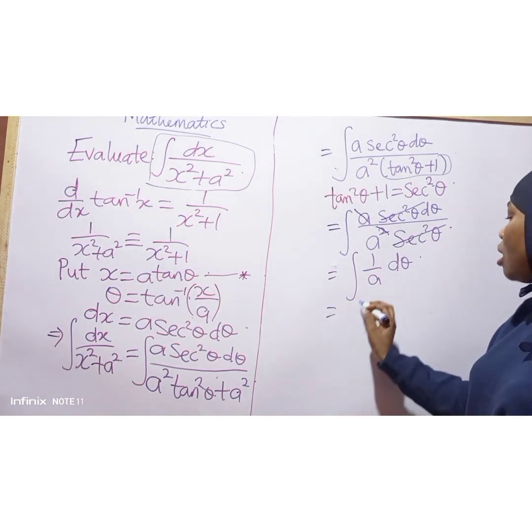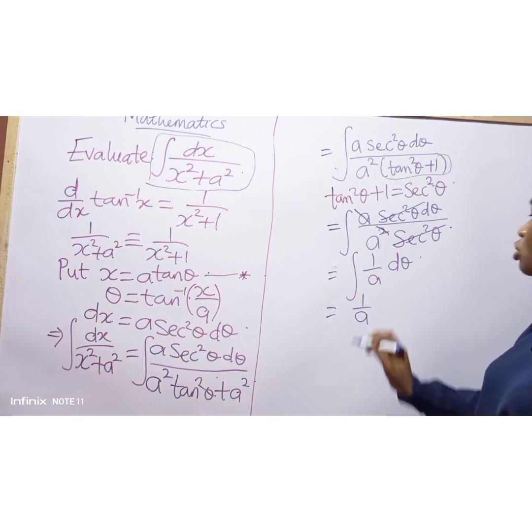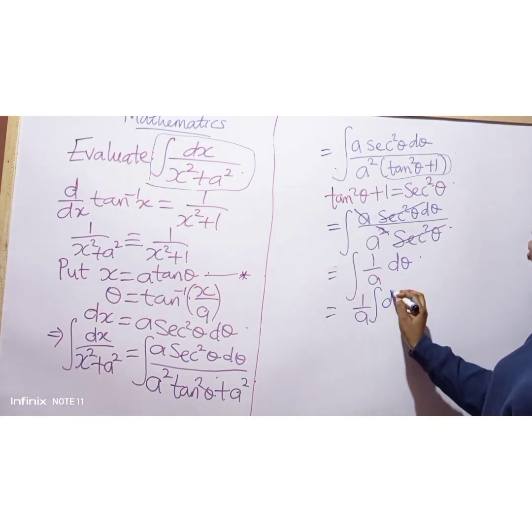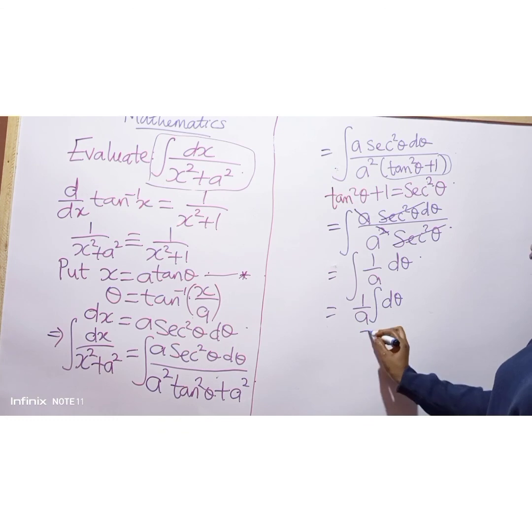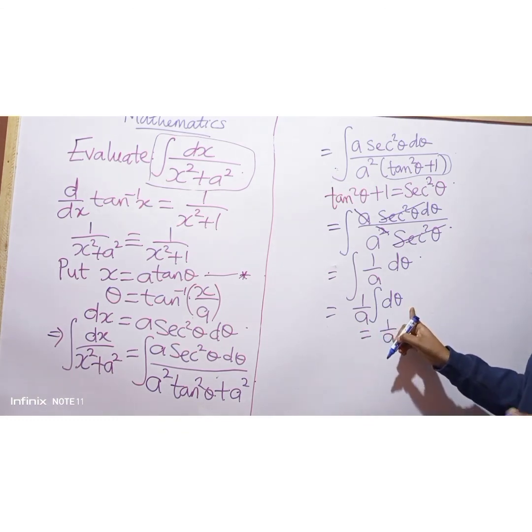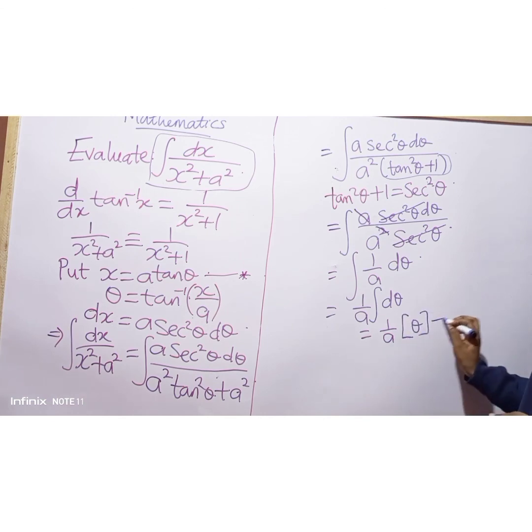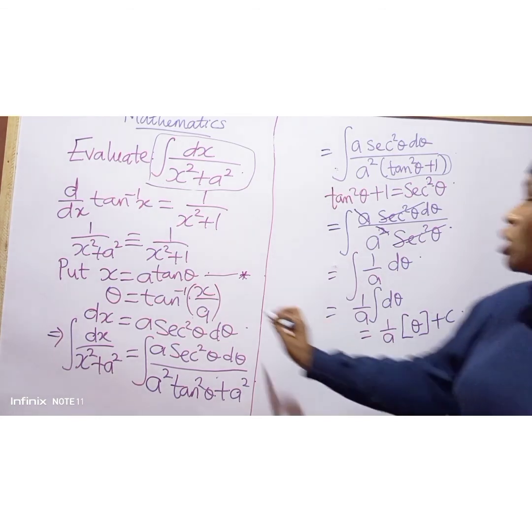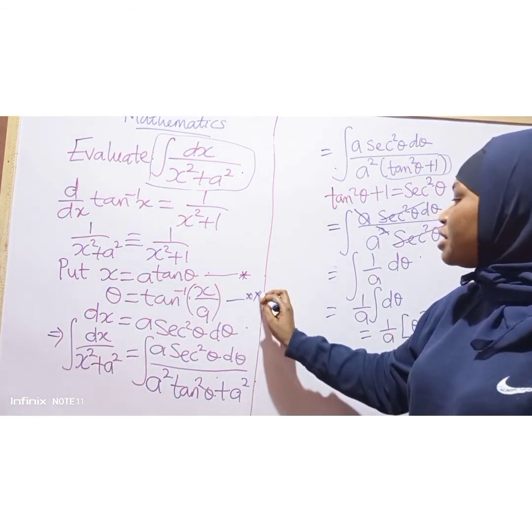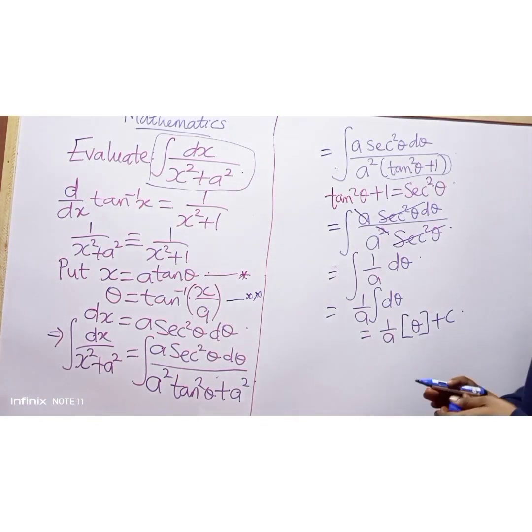So I can take out this constant, 1 over a, then the integral of d theta, which will give me 1 over a. If I integrate d theta, I will have theta. Then I should not forget my constant c. Now recall from equation asterisk that theta is equal to arctan x divided by a. So I have to put that one here. I have to substitute the value of theta here.